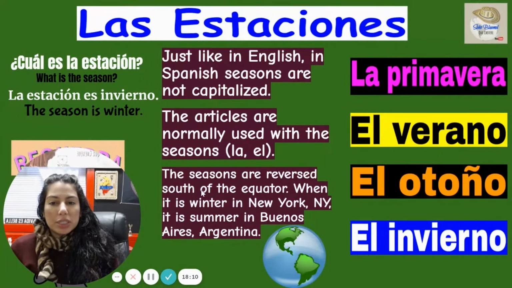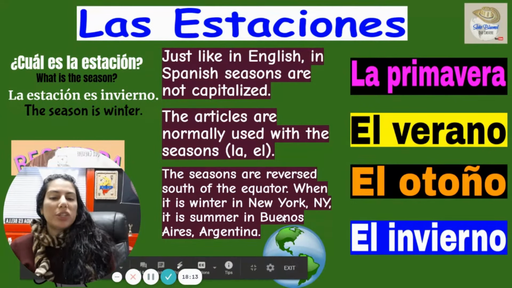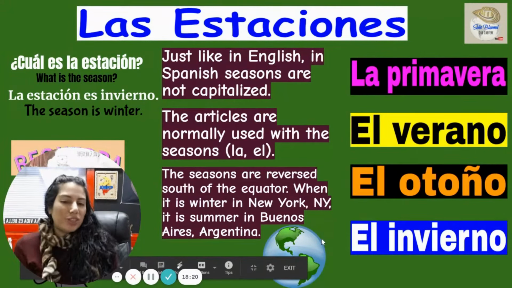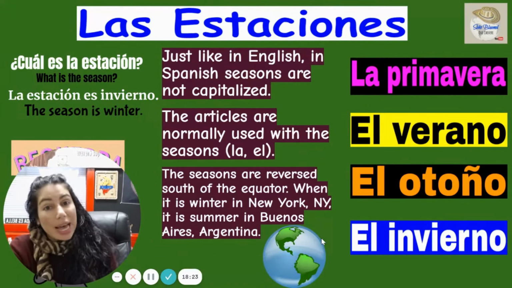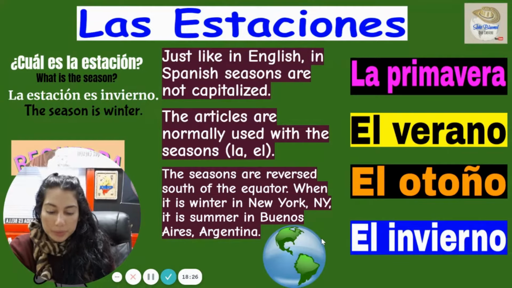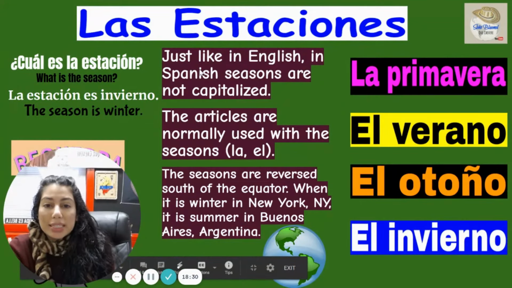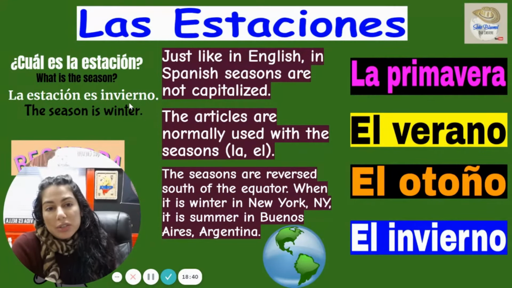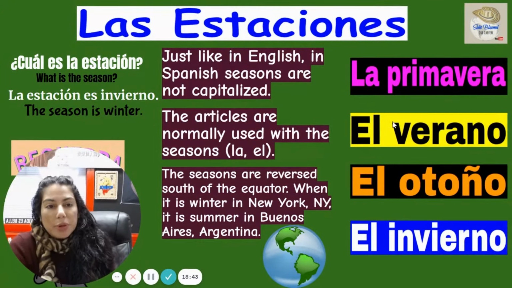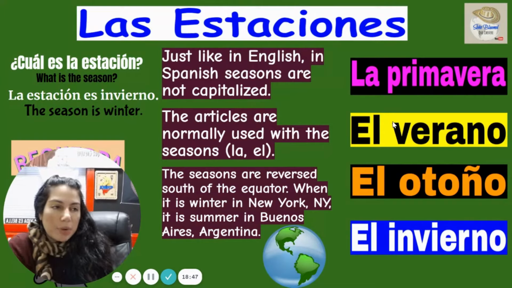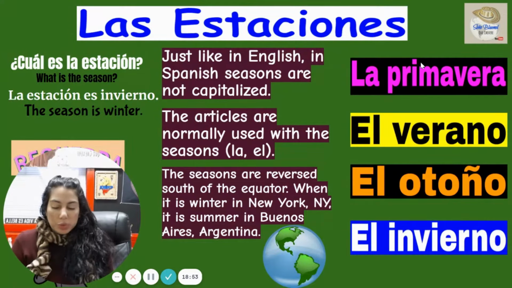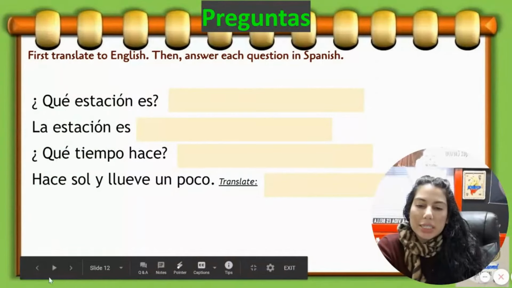The seasons are reversed south of the equator. So when it is winter in New York, New York the state, it is summer in Buenos Aires, Argentina. So that's just kind of like a neat thing to remember, that it is not the same everywhere in the world. Okay, so again, like I said, the articles are normally used with the seasons, but like in here, obviously, say la estación es invierno, you don't have to say the article, but if you're talking about like la primavera es, and you're describing that, like la primavera es una estación muy placentera or whatever, then you need to put the article.